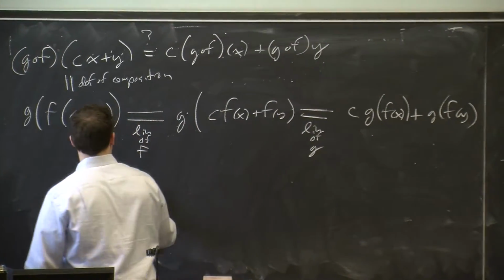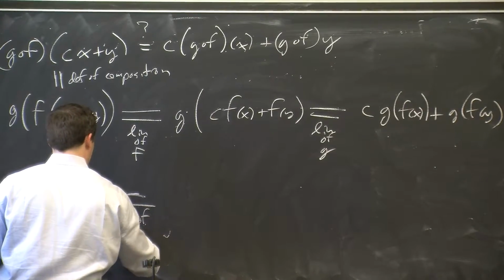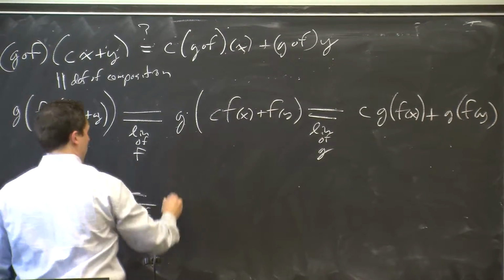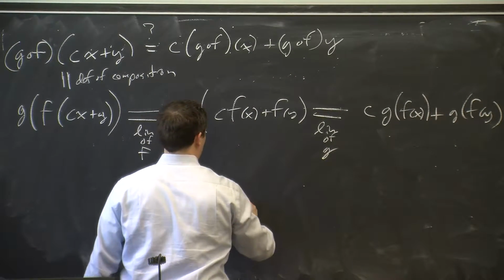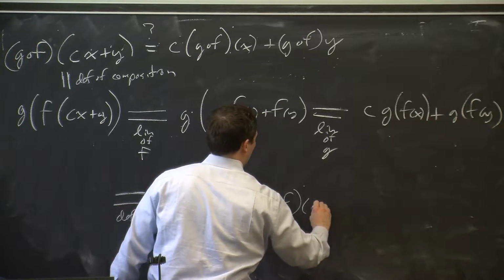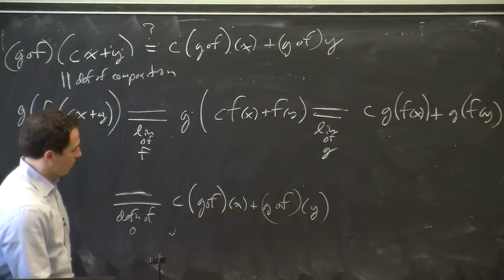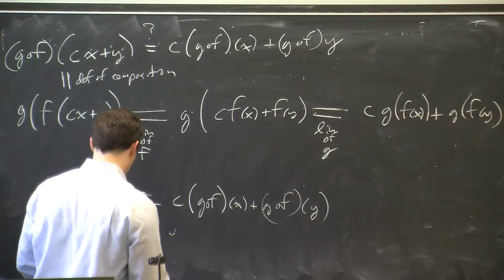And then by definition of composition, that's equal to this thing: C of G composition f of x plus G composition f of y. So that's just a computation.